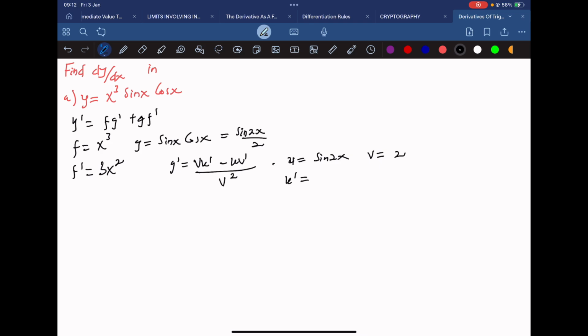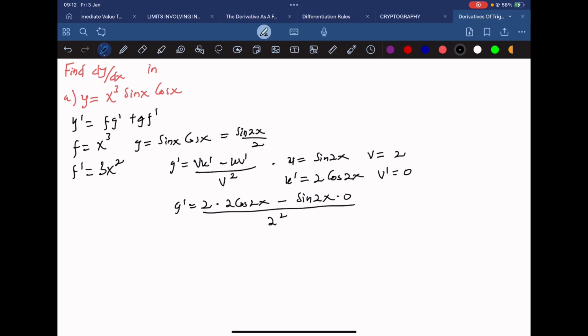Remember, whenever you differentiate something like this, you always differentiate this first. If you differentiate 2x, you have 2. And if you differentiate sine, you have positive cosine, so you just have 2 cosine of 2x here. And if you differentiate a constant, you get 0. So doing our substitution, our g prime is, now v is 2, our u prime is 2 cosine of 2x, minus our u, which is sine of 2x, v prime is 0, and v squared is 2 squared.